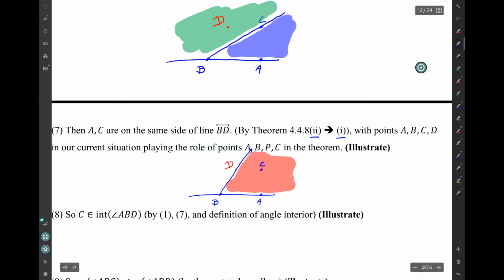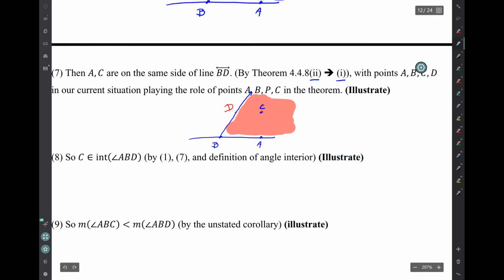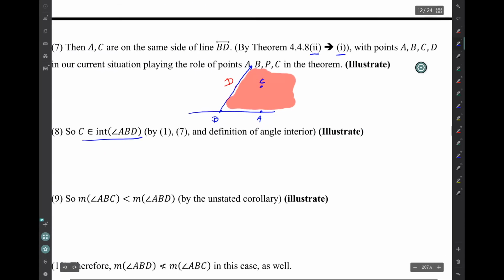So there's an illustration of the fact that A and C are on the same side of line BD. So therefore, C is in the interior of angle ABD. And so that same illustration will work. And so that means that the measure of angle ABC is less than the measure of angle ABD. So that's by that unstated corollary.